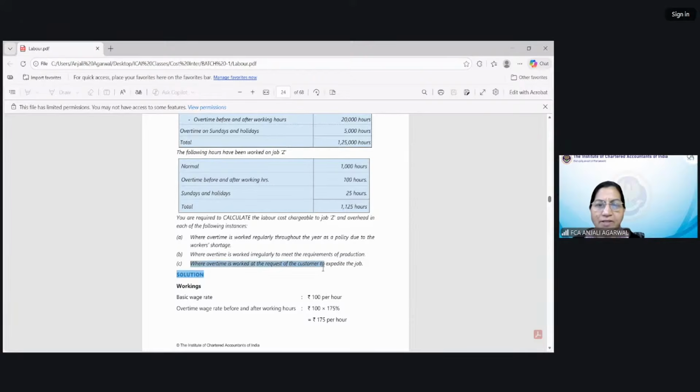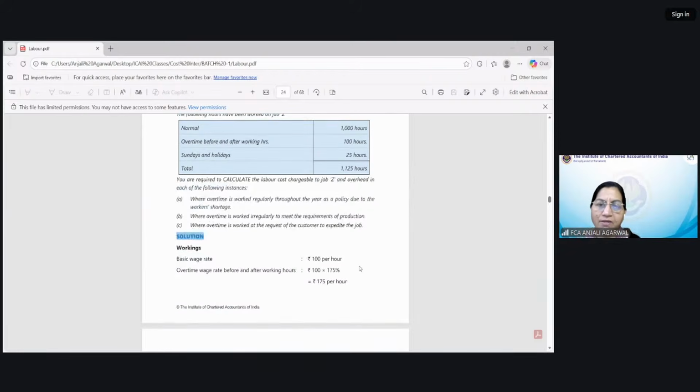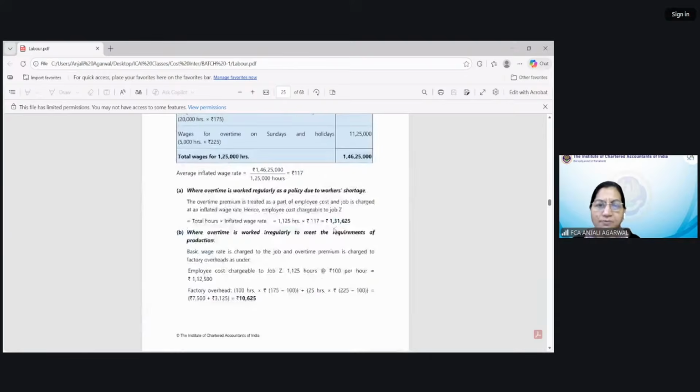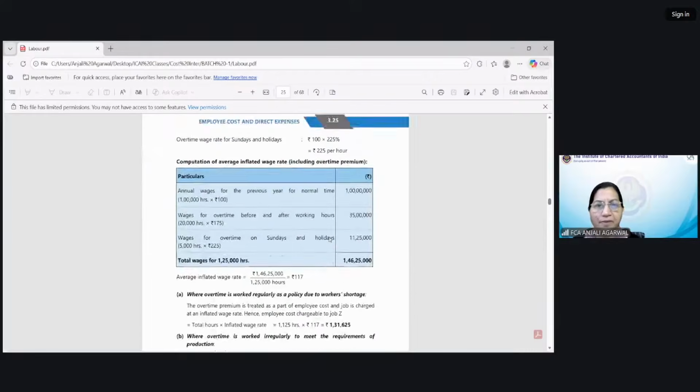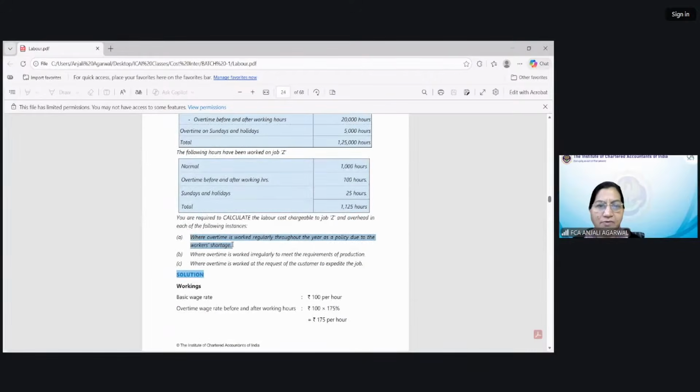Third, overtime is worked at the request of the customer to expedite the job. So if it is the customer who has made a request, in that case, the overtime will be directly charged to the job, as overtime premium, not to overheads, not to costing P&L account. Fine. So if it is regular, you can inflate. If it is because of irregular, you can charge it to factory overheads. If it is at the request of the customer, then again you can charge it to the job.